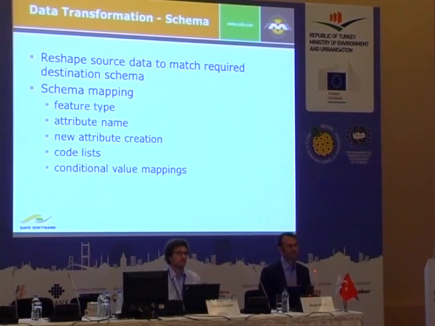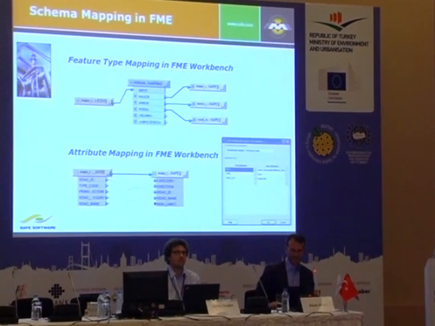Then the attribute names might change. So instead of street name, you have route name or something like that. So the names can change. And then there's code lists. So you might have highway, boulevard, road, and then in the destination might be a code list. So you have 101, 102, 103, or the reverse. And then you get into conditional value mapping, and that's easier to show by example.